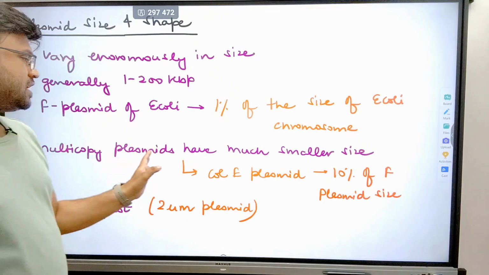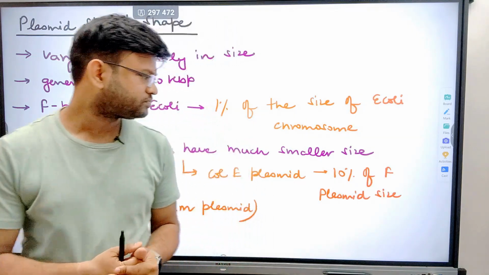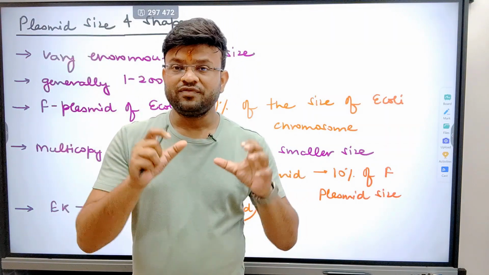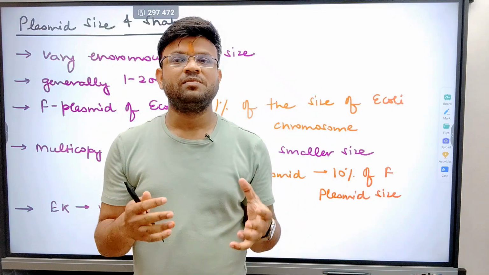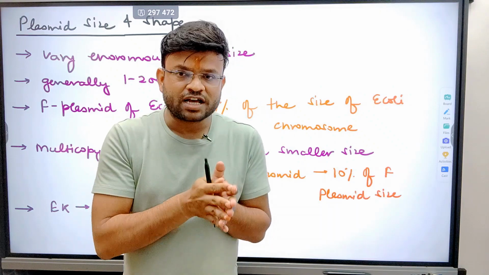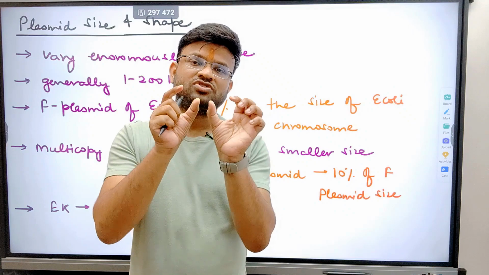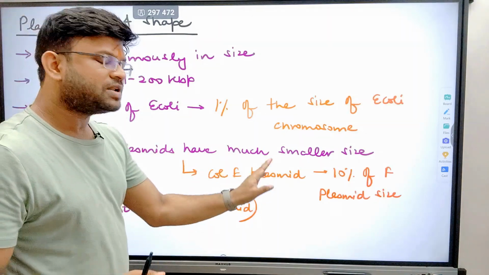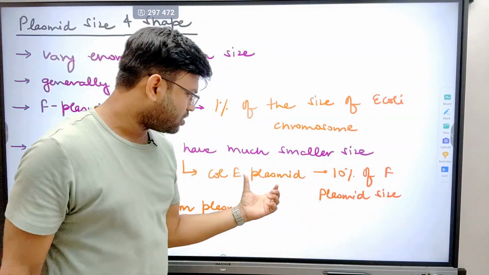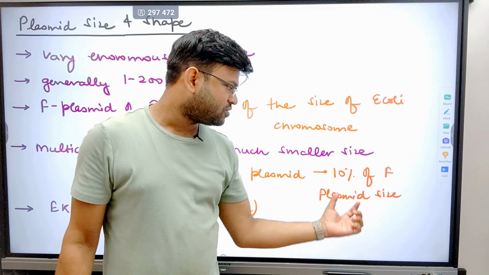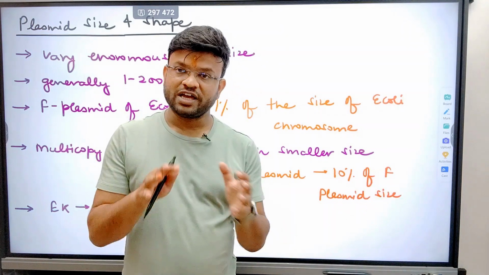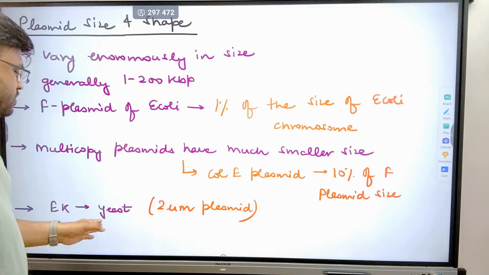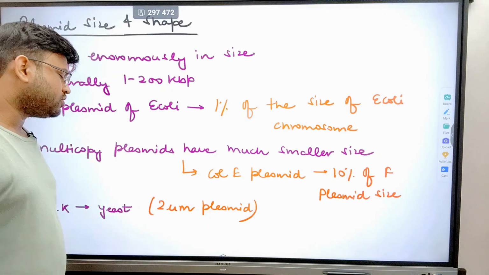If I talk about the multi-copy plasmids, they will be of very small size, right? Multi-copy plasmids, because there are multiple copies of the same plasmid present inside the bacteria. So if there will be multiple copies, then what will happen? There will be a constraint in the space. Obviously, these plasmids that are present in multi-copy form have to be of very, very small size. Then only they can fit inside the bacteria. Col E plasmid is a multi-copy plasmid, right? There will be multiple copies of a col E plasmid. So it is further smaller than the F plasmid because it is 10% of the F plasmid size. That is why I said that there is a lot of variation in the plasmid size. In case of eukaryotes, a plasmid is seen that is 2 micrometer in size, right?